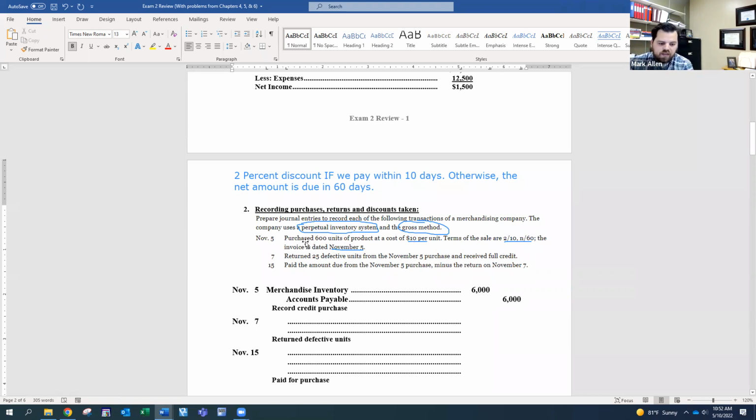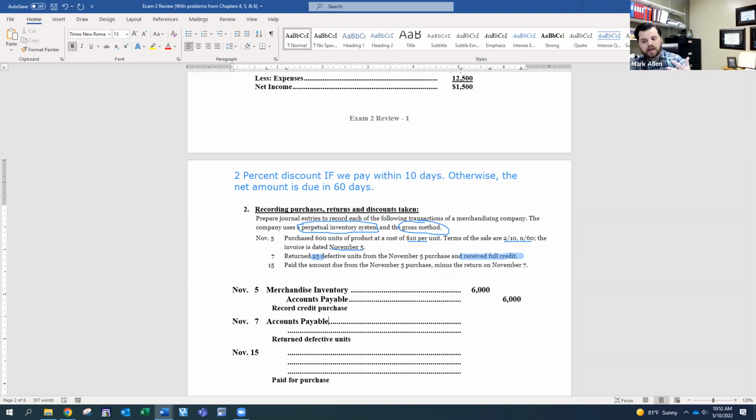Now, on November the 7th, we returned 25 defective units from the November 5th purchase and received full credit. Now, here we go. We returned 25 units. So those units that I returned, do we still need to pay for those? I don't think so. What that's going to do, that's actually going to decrease my liability.